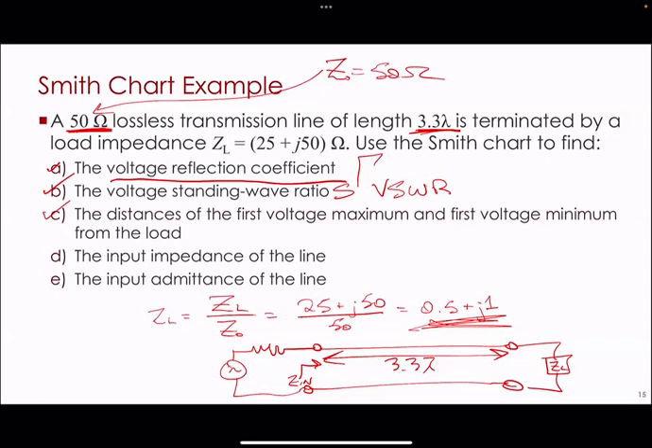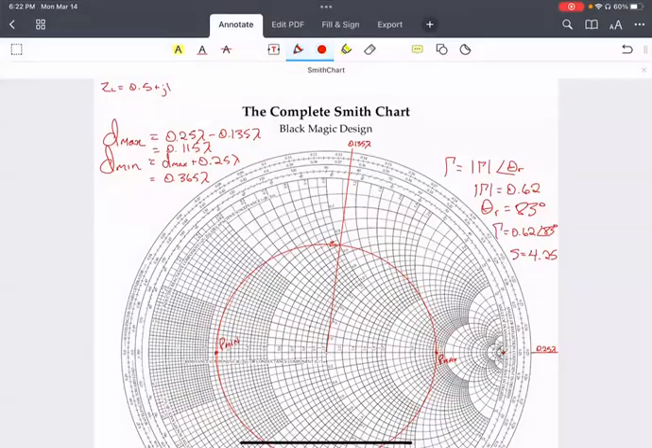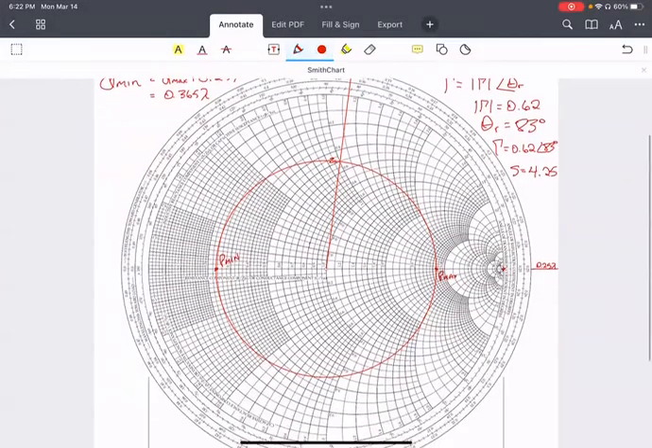Now let me ask you a question. Let's make this simpler. Let's say I told you that the length of the line wasn't 3.3 wavelengths, it was 0.5 wavelengths. What would the input impedance be? Remember, 0.5 is a full rotation.